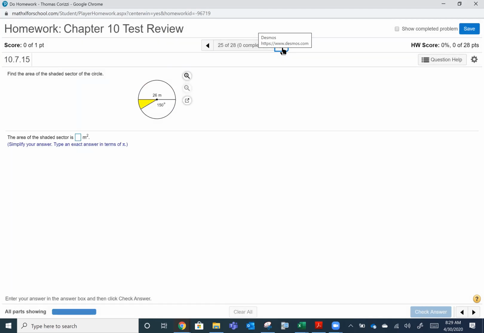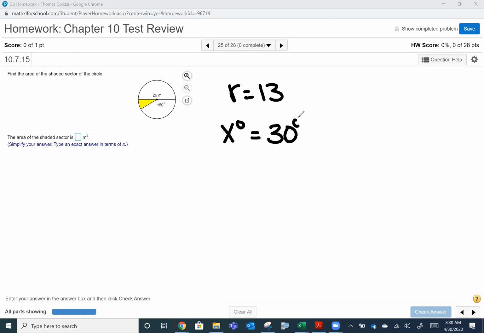Area of a circle is very basic. Just be careful how you find the shaded region here. Okay, this is a diameter, so make sure you find the radius first. And know that this yellow piece plus this black arc have to add up to 180. So that's how you solve for your x degrees. So in this problem, my radius is 13. The measure of my yellow piece in degrees is 30, because 30 plus 150 adds up to 180. You plug into the area of a sector formula and solve.